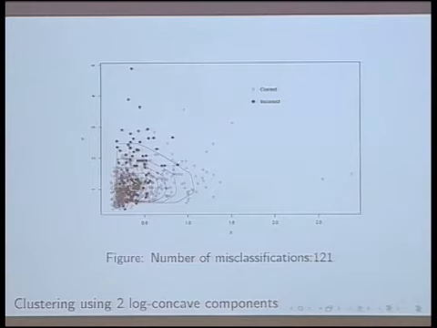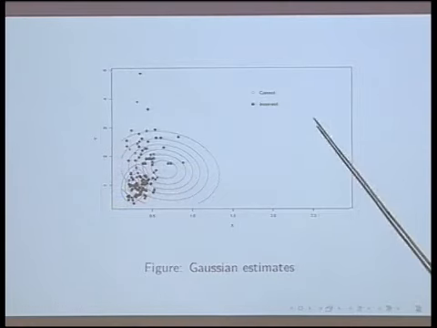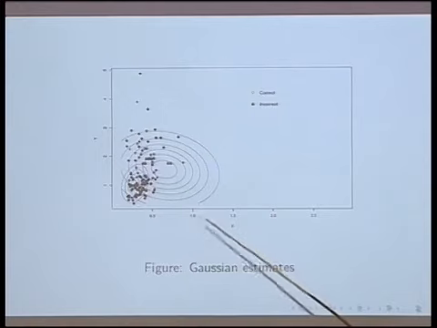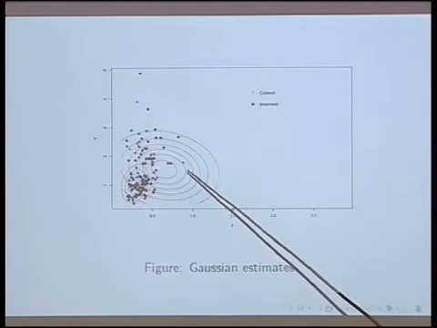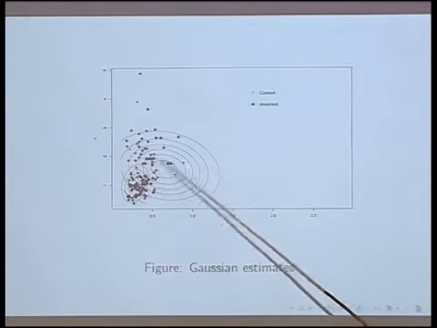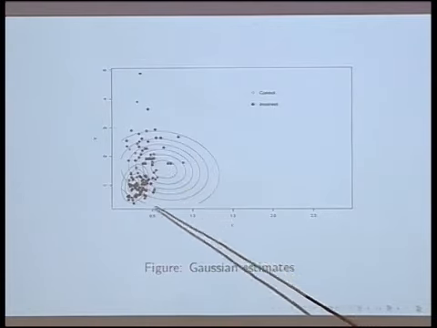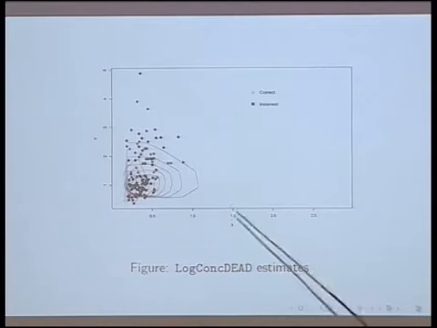So here we've just shown the incorrect classifications in this example. This is the Gaussian components, so you can see a bit more clearly that this is the one that's very spread out, and this is the smaller one. And with the log-concave component, you can see that it's captured the skewness.